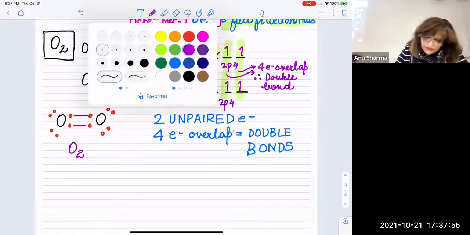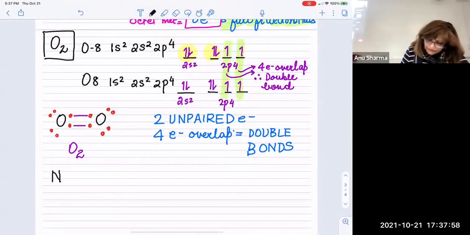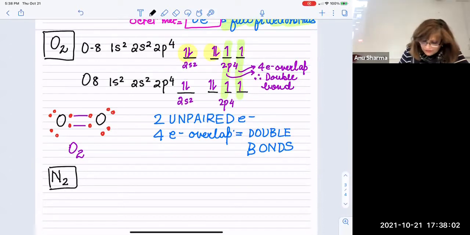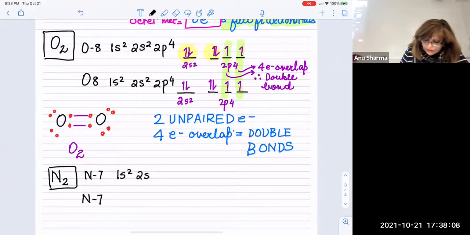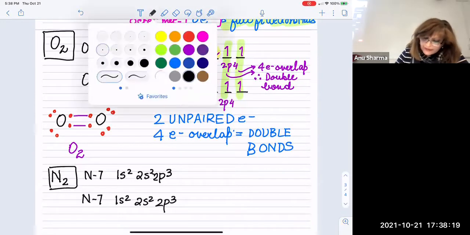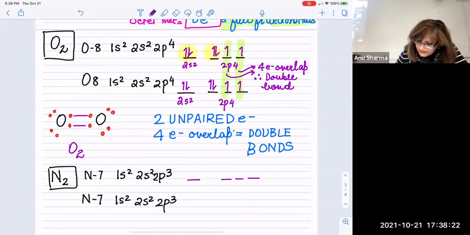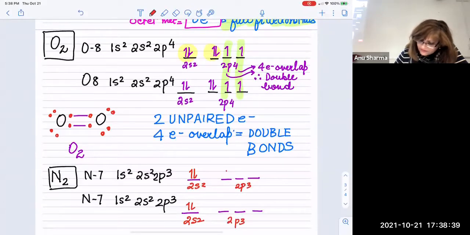Okay, now let's look at a scenario with nitrogen. What happens in the case of nitrogen, N2? Now nitrogen is 7. The other nitrogen is also 7. So 1s2, 2s2, and 2p3. The other one is 1s2, 2s2, and 2p3. So how does it look like? Here we have 2s2 and 2p3. And here we have 2s2 and 2p3. So we are going to say this 2s2 is this guy, and 2s2 is this one, and 2p3 is 1, 2, 3. 1, 2, 3.